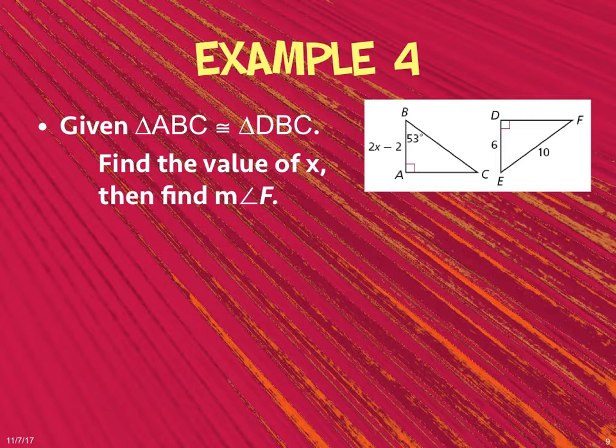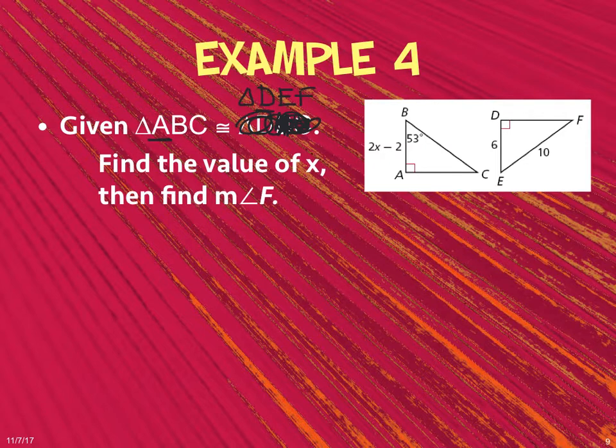Given triangle ABC is congruent to triangle, this is supposed to be an F here, DEF. I'll just rewrite the whole thing. So triangle ABC is congruent to triangle DEF. So here we know that angle A is congruent to angle D because those are both written first. We can see it here. Angle A is 90 and angle D is 90.